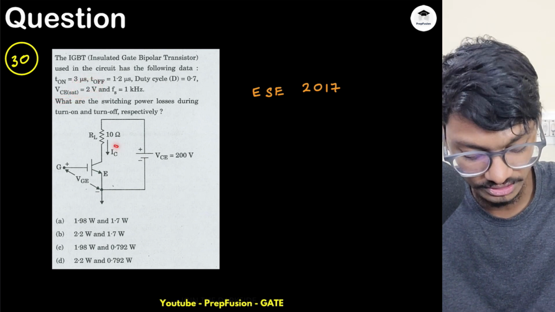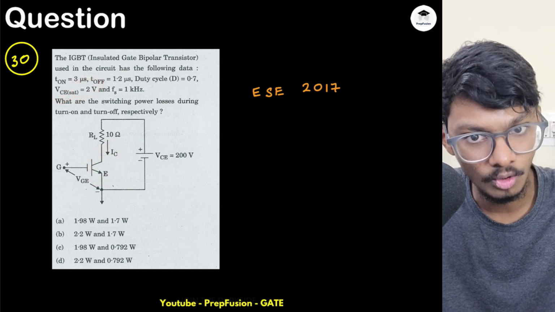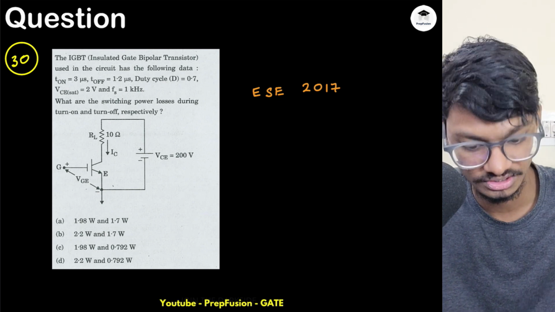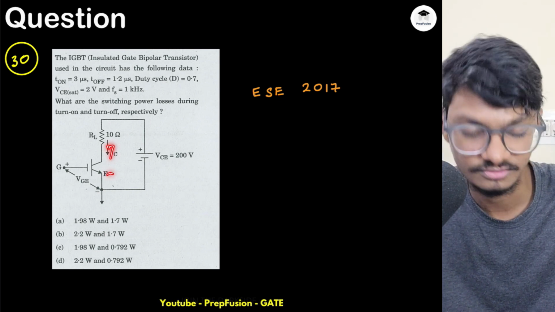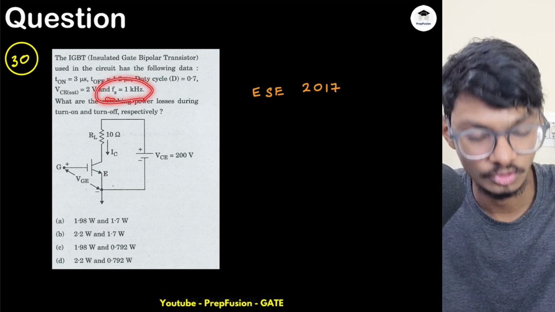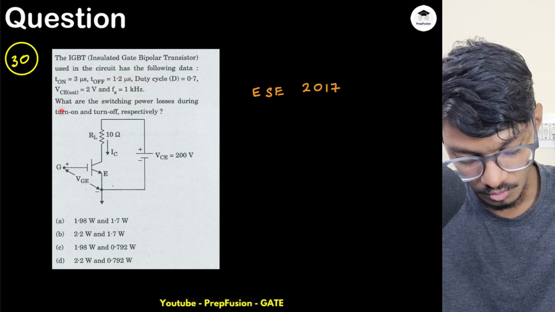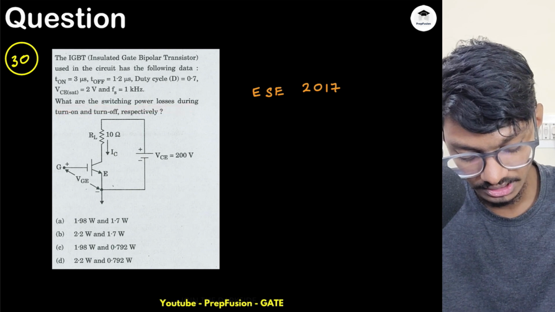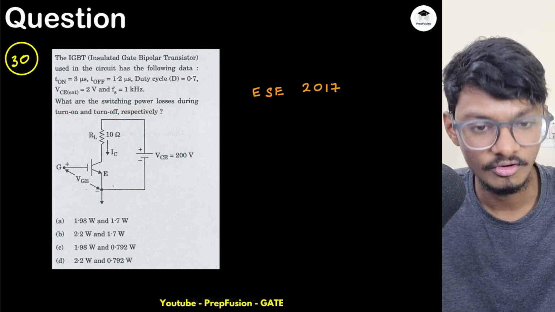So the saturation voltage when the BJT is on, right? When the BJT is in saturation region, the voltage across this BJT will be 2 volts, and the switching frequency Fs is equal to 1 kilohertz. What are the switching power losses during turn on and turn off process?